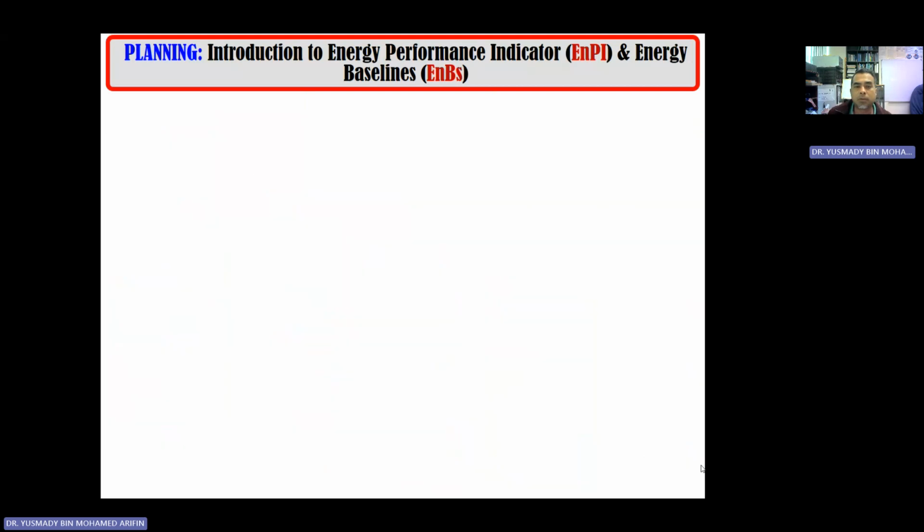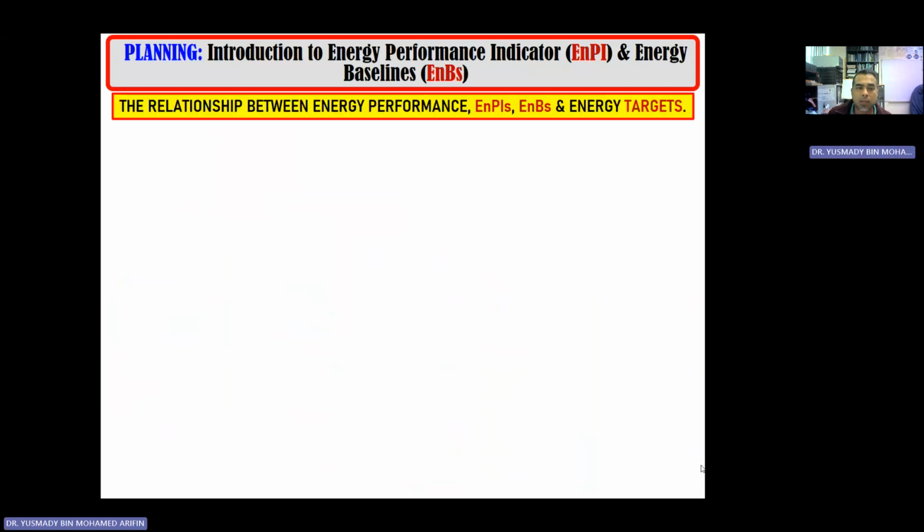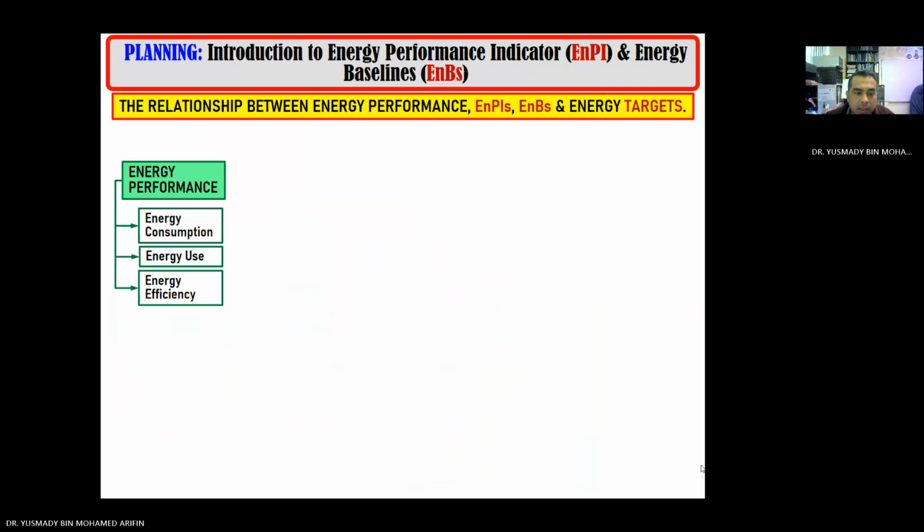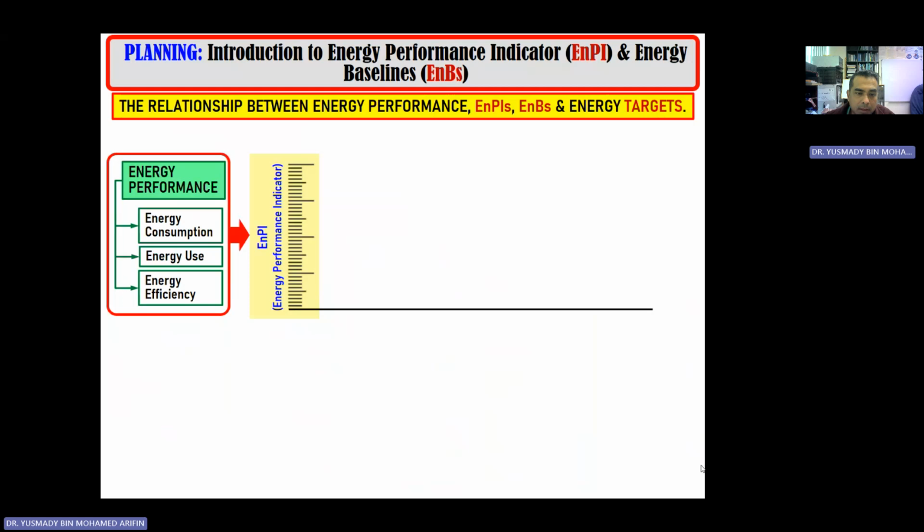Okay, now about the still under ENPI and also ENBS. So what is the relationship between energy performance, ENPI, ENB, and also energy targets? So energy performance consists of energy consumption, energy use, and also energy efficiency. Okay. So all these criteria of energy performance will be measured by using ENPI. So ENPI stands for Energy Performance Indicator.